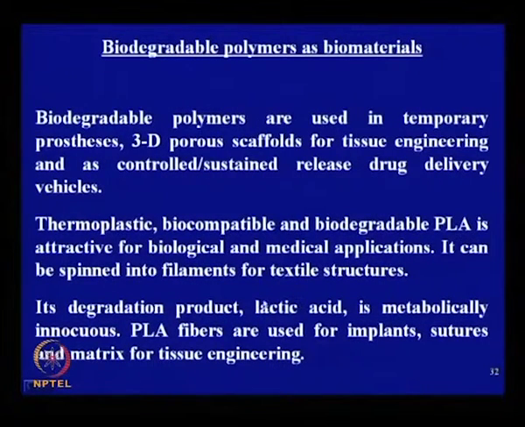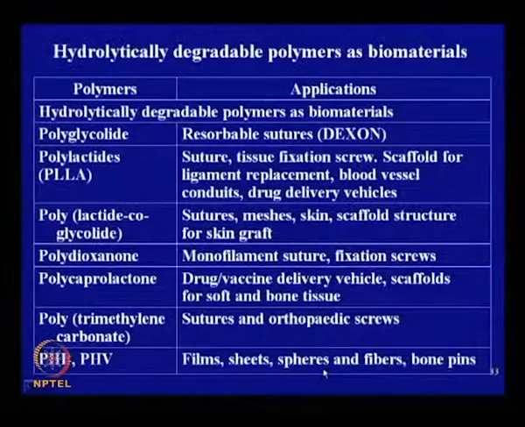And polylactic acid, polyglycolic acid, and their copolymers are used in implants as sutures, as matrix materials for tissue engineering. These are examples you see. Polyglycolide resorbable suture, commercially available, Dexon is the trade name of this suture. Fully absorbable suture, it need not be removed after healing of the wound. Polylactides: suture, tissue fixation screw, scaffold for ligament replacement, blood vessel conduits, drug delivery vehicles.